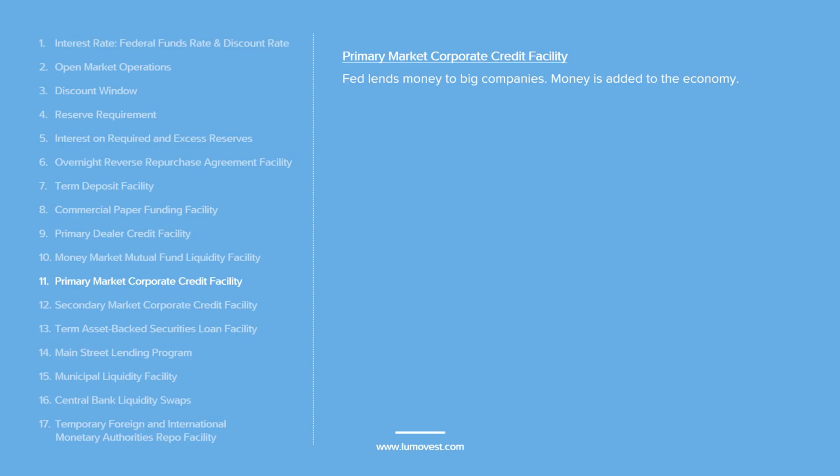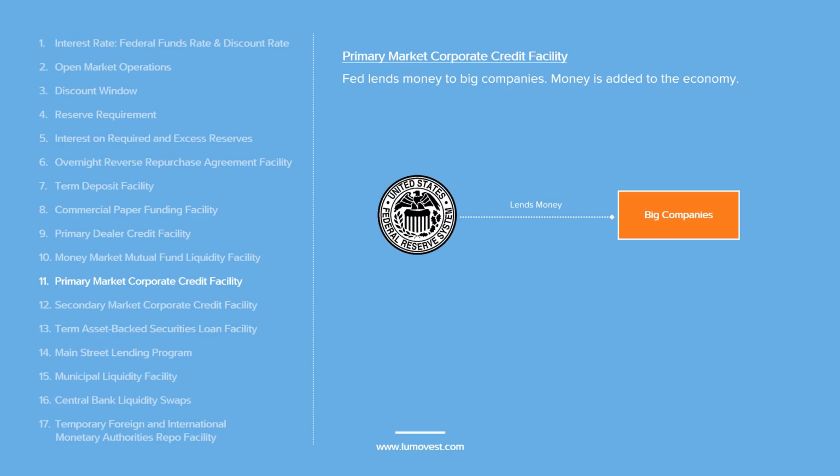However, when you have millions of businesses all borrowing at the same time, the regular banks don't have enough money to lend to everyone. This is where the Primary Market Corporate Credit Facility comes in. Through this program, the Fed will lend money directly to companies. So the Fed will be either the sole investor or one of many investors in the debt tranche of eligible companies. This increases money supply, and this tool alone was able to save many businesses from going bankrupt.